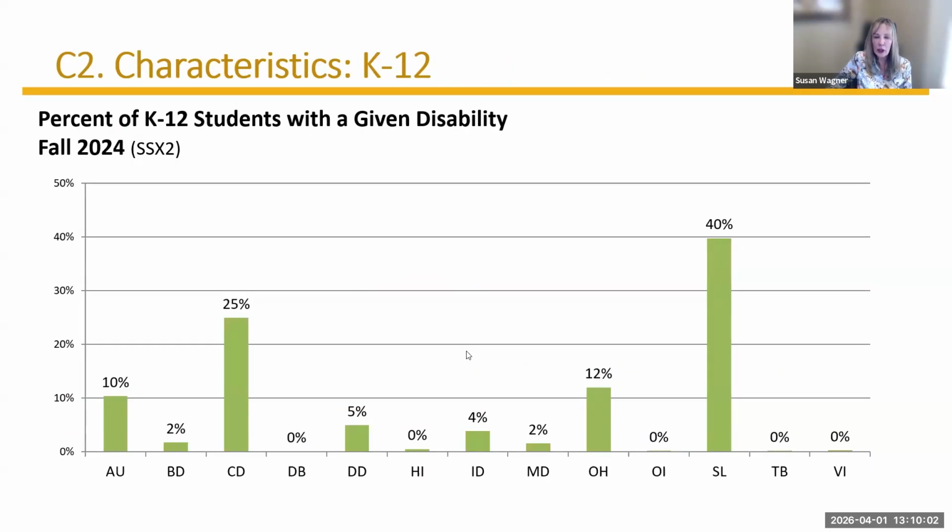All right, this chart shows the percentage of students with disabilities with a given disability. So 40% of students with disabilities have a specific learning disability, 25% have a communication disorder or speech language impairment, followed by 12% other health impairment and 10% autism. And you can see the other categories. And these are rounded, so 0%. There's actually more than 0% with a hearing impairment. It's just due to rounding.